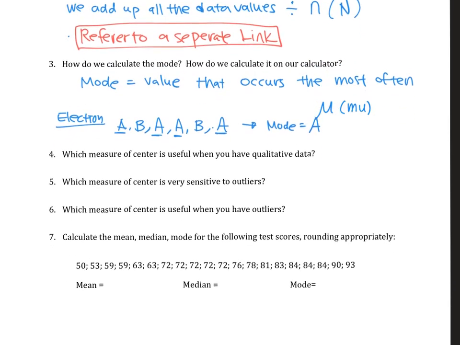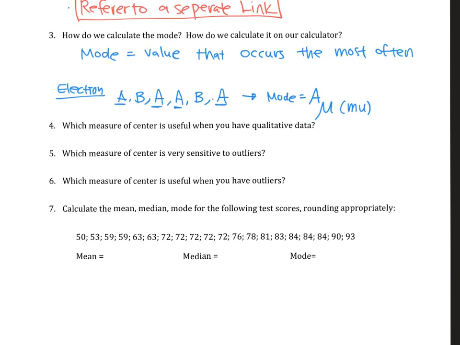What measure is useful when you have qualitative data? So I just answered that. Mode. Here for a qualitative data set, we cannot really calculate the mean or the median because we cannot really arrange them in a certain order, or we cannot add them. What's A plus B divided by 2? Doesn't make sense, because that's how you calculate the mean. That's why mode is the most useful one for that. Number 5, which measure of center is very sensitive to outliers?